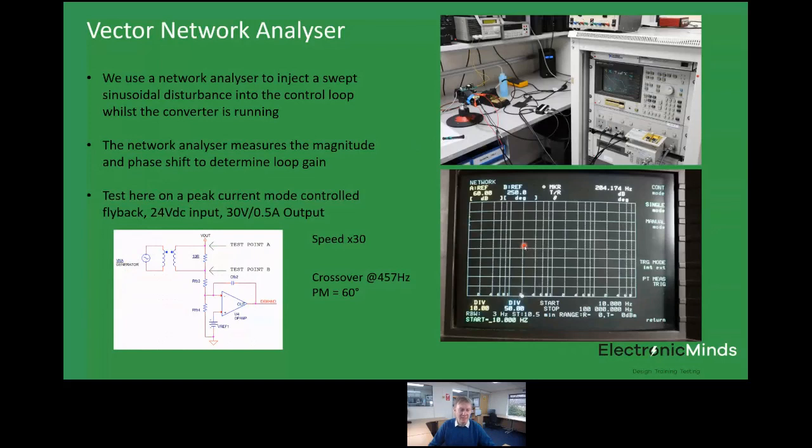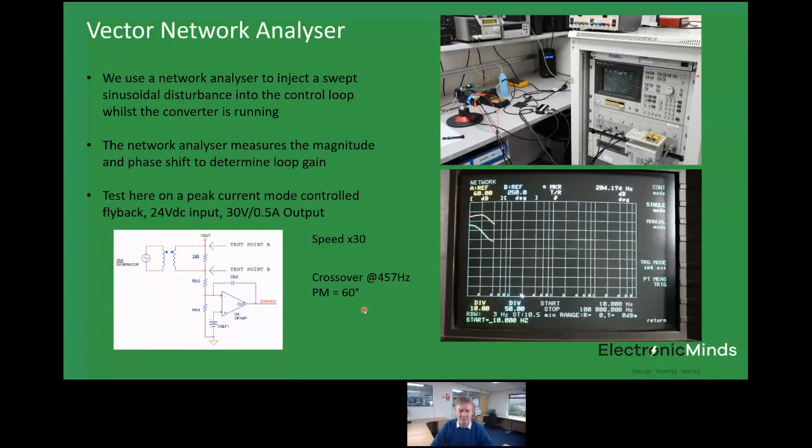For the example here, I didn't have that buck converter I showed you, but I did find an old flyback converter that one of our students once built. That flyback converter has a 24 volts DC input, and it delivers 30 volts at half an amp on the output. I just wanted to show you a video of that measurement being taken. I've actually sped this video up by a factor of about 30, because I was using a very narrow resolution bandwidth, and it takes quite a while for it to do the measurement. So let's take a look.